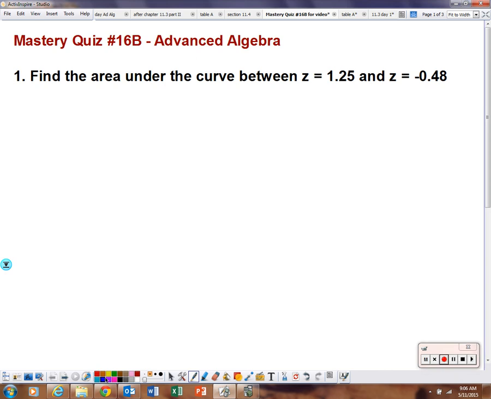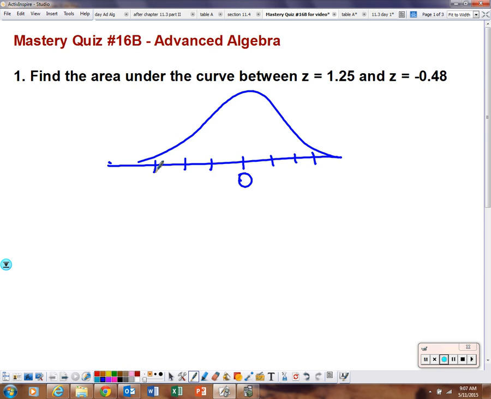The first thing you should do is draw the normal curve. Since we're talking about z-scores, remember in the middle of the normal curve is 0. Then I'm going to mark it 1, 2, 3 to the right and 1, 2, 3 to the left. Okay, so let's mark these two spots.